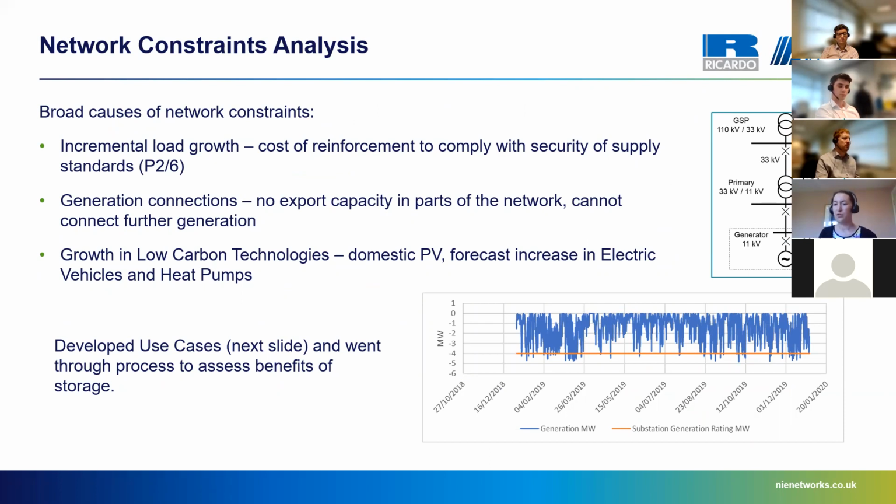So we had some really good discussions with various people within NIE Networks, and the broad causes of network constraints that they were telling us about were around incremental load growth. So the cost to NIE Networks to reinforce parts of the network to ensure that they comply with their security of supply standards. There was also a piece around generation connections and understanding that there's limited capacity or no export capacity in certain geographic parts of the network where further generation can't be connected.